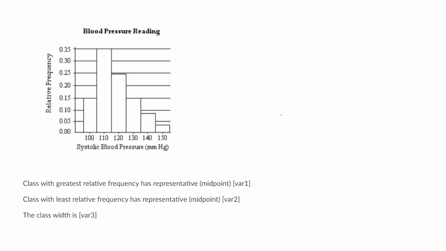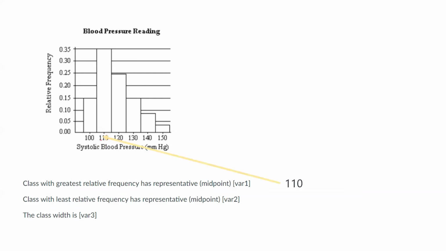In this question, you have a histogram. You have the first bar, the second, the third, the fourth, the fifth, and the sixth. What are these numbers? These are the midpoints or the representative for each class. The question says the class with greatest relative frequency has a representative or midpoint of what? The class with greatest relative frequency means you're working with the highest bar, which is this bar here. What is the representative? It is 110.